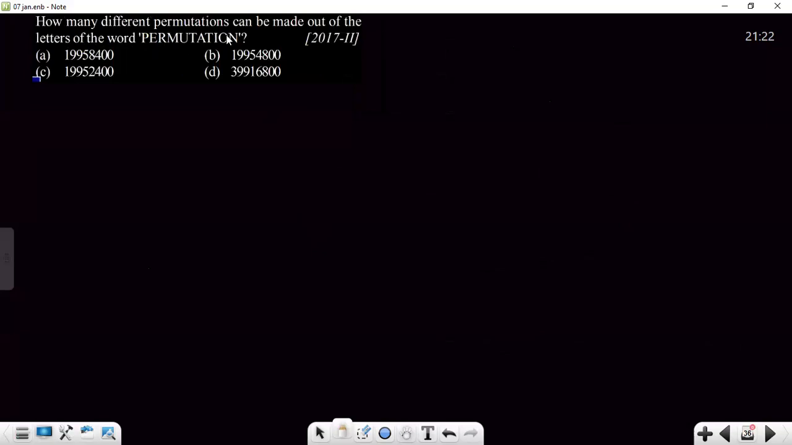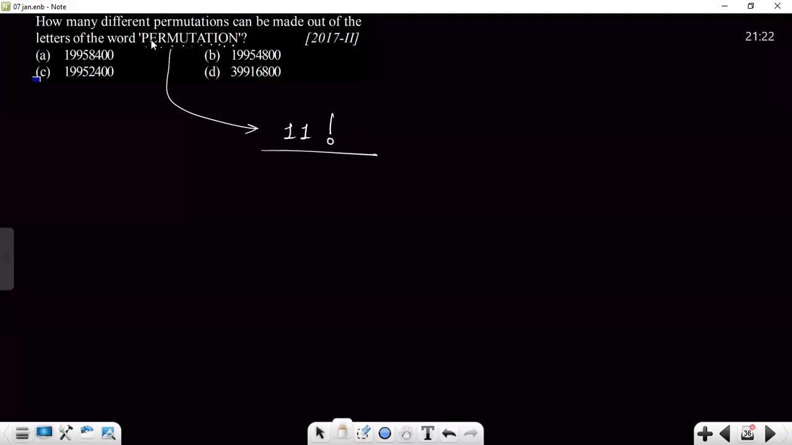Next question. How many different permutations can be made out of the letters of the word PERMUTATION? Okay, cool. So we have to find how many ways there are to arrange this particular word. Let's observe this first. So how many letters are there? 1, 2, 3, 4, 5, 6, 7, 8, 9, 10, 11. Is that correct? 11 letters are to be arranged on 11 places. So 11 factorial.